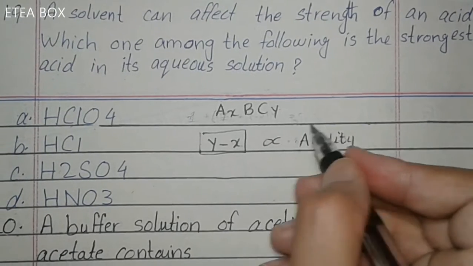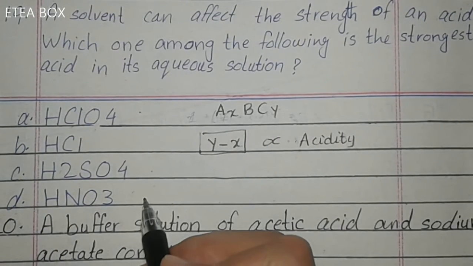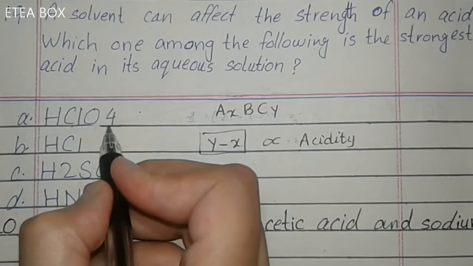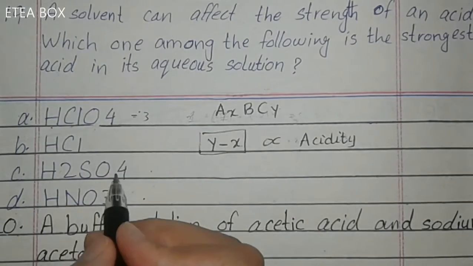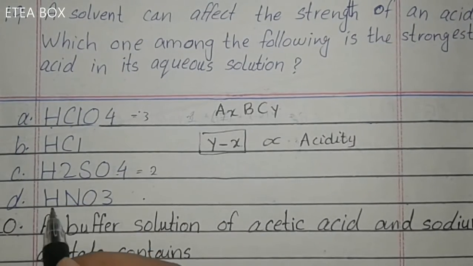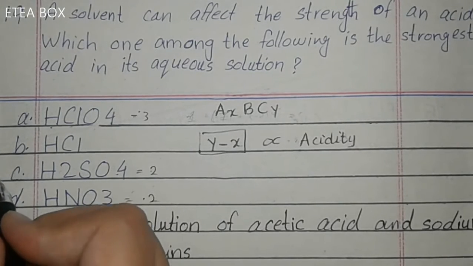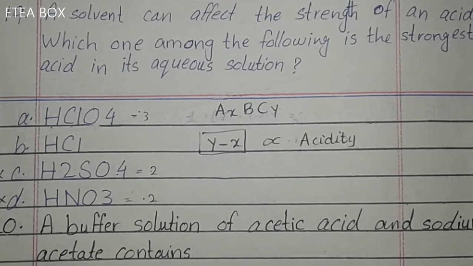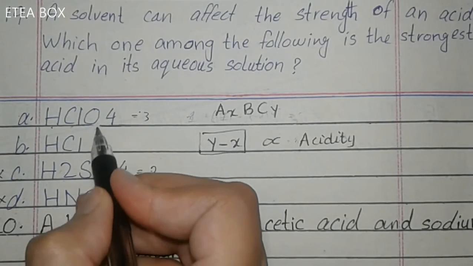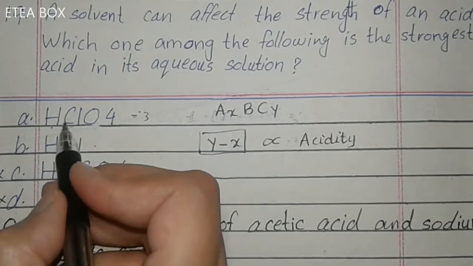Now look at here. A, C, and D are made of three components. Now apply this method. 4 minus 1 gives 3. 4 minus 2 gives 2. And 3 minus 1 gives 2. So it means that these two are cancelled. Now we have to find in these two, A and B, which one is the stronger acid.